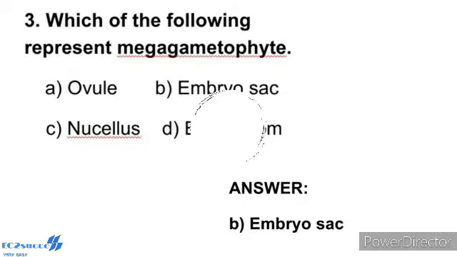Third question, which of the following represents the megagametophyte? Option A, ovule. Option B, embryo sac. Option C, nucellus. Option D, endosperm. So the answer, option B, embryo sac is the megagametophyte.